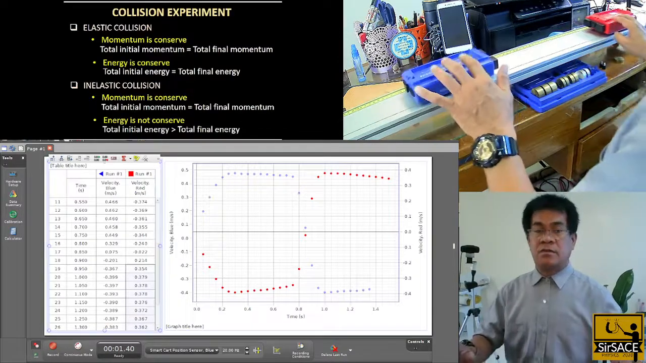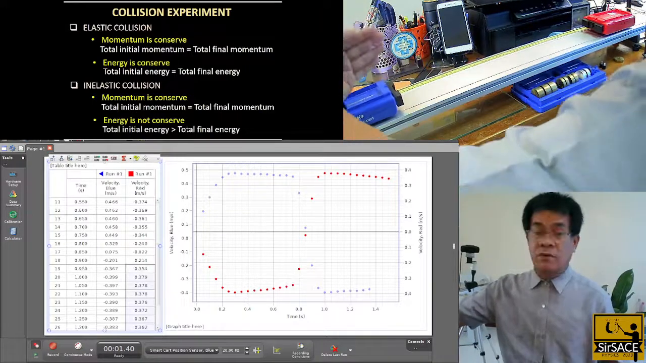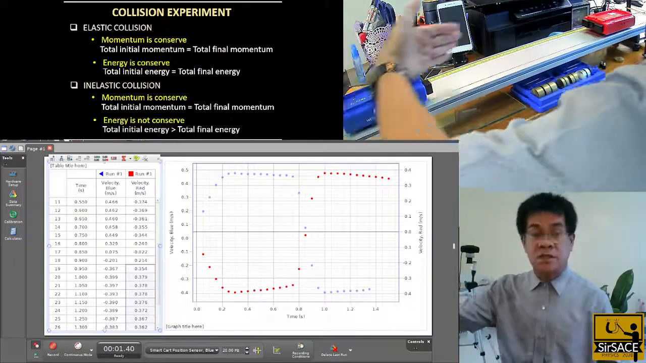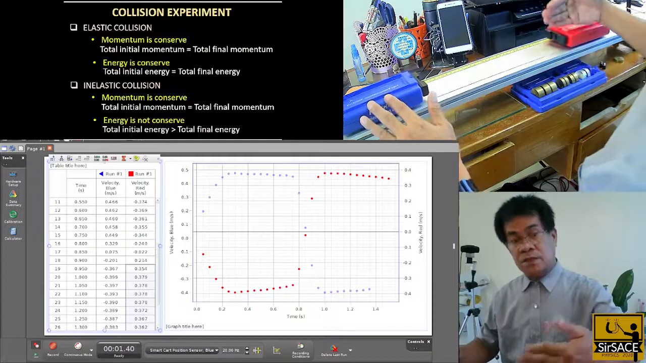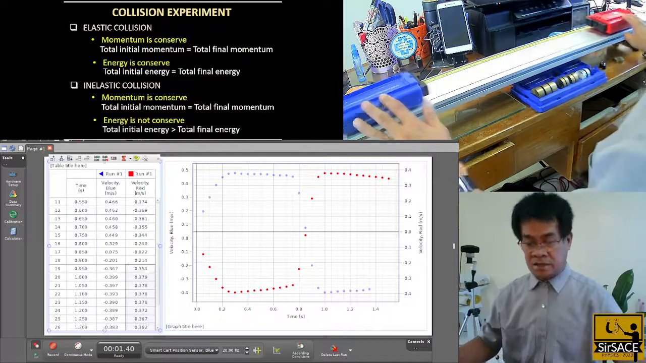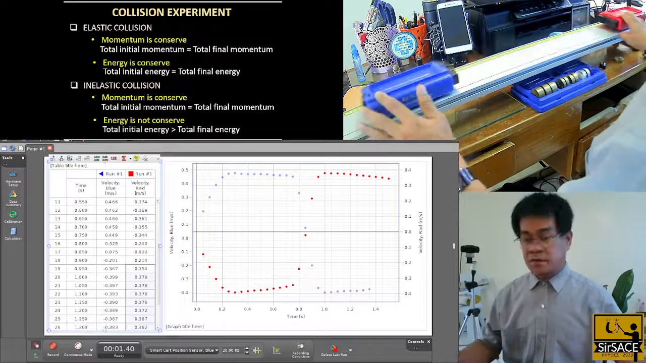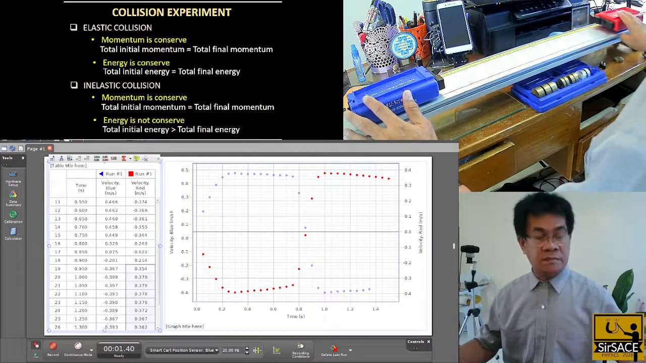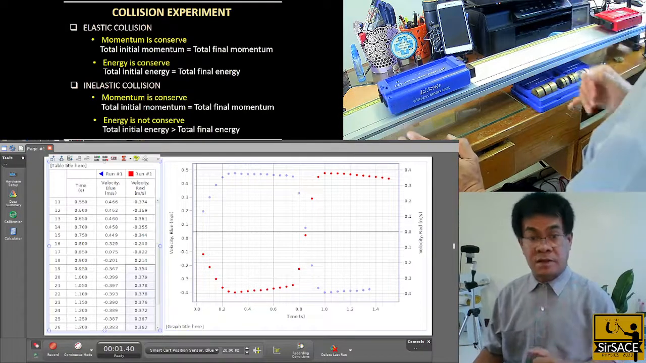Now, before the collision, the cart blue will move initially in a positive direction. We will assume that this direction is positive, while our red will move towards the negative initially. But after the collision, since the velocity was reversed, blue becomes negative and red becomes positive. And we can witness that because we have the graph.